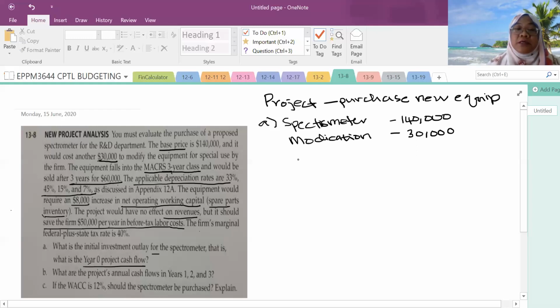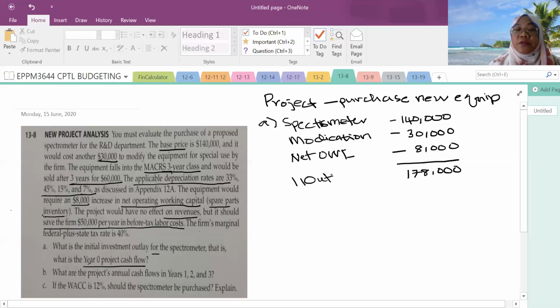Okay, and then what? Ada net operating working capital. Net operating working capital, which is how much? Yeah, 8,000. Right? So ada lagi tak? Nampaknya tak ada. So this is it. So the initial investment outlay, which is cash flow at year 0, so negative 178 thousand.